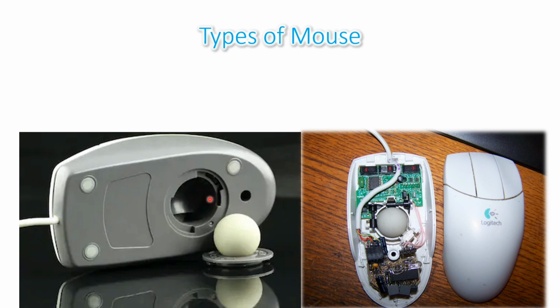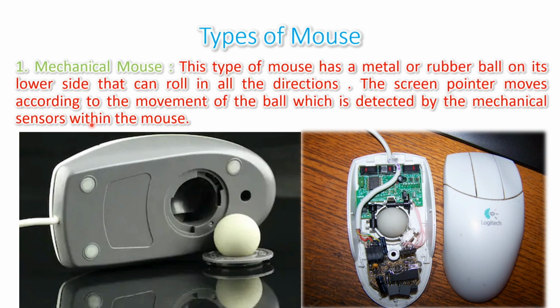Here you can see different types of mouse. First type of mouse we are going to discuss here is the mechanical mouse. This type of mouse has a metal or rubber ball on its lower side. This is the rubber ball on the lower side of the mouse that rolls in all directions, and the screen pointer moves according to the movement of the ball, which is detected by the mechanical sensor. Mechanical sensors are installed here. You can see this is within the mouse.